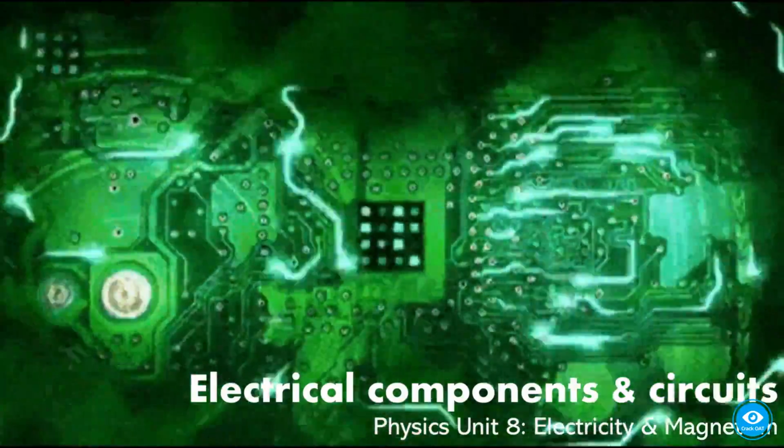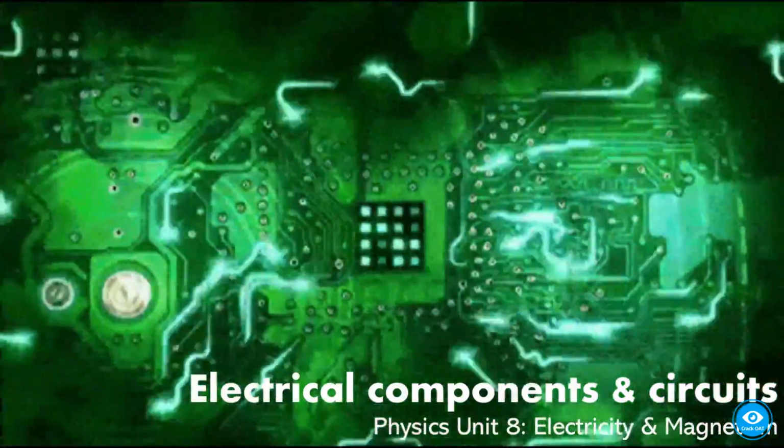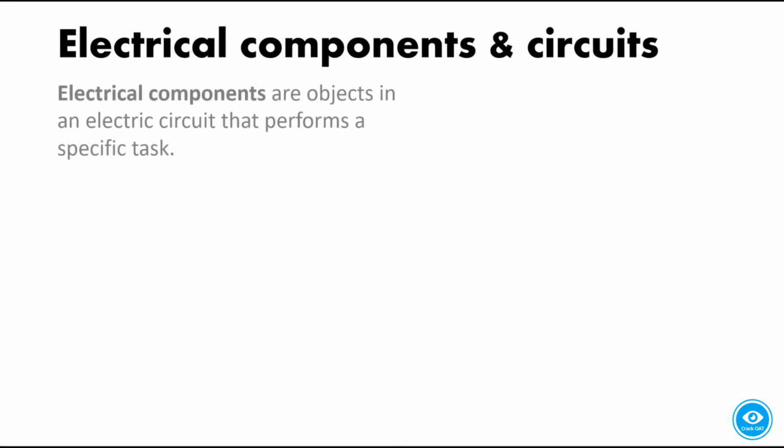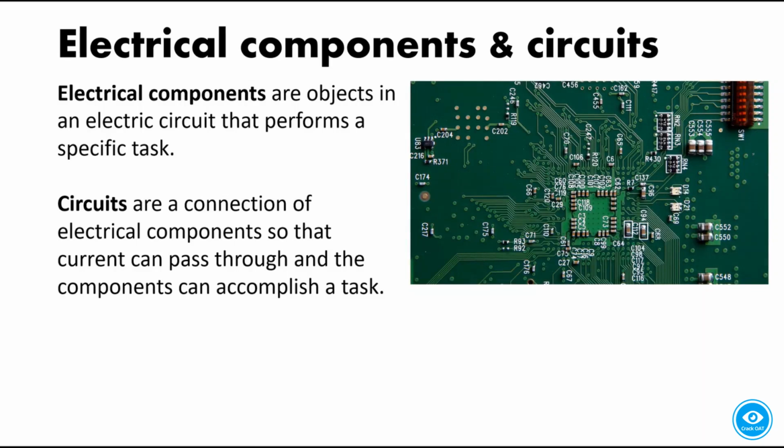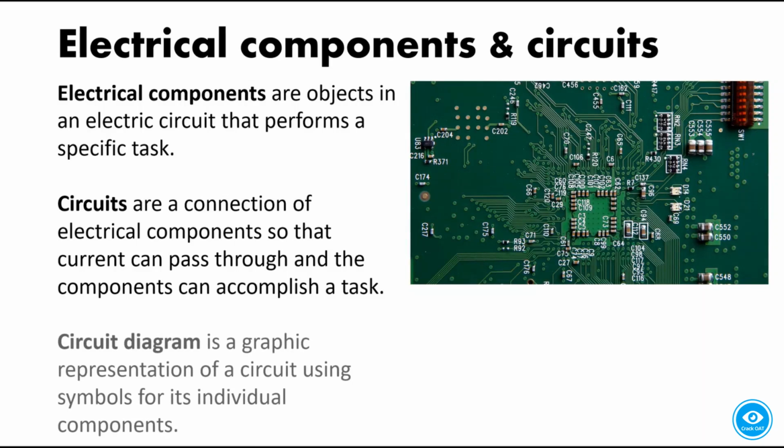Hey guys, today we're going to be talking about electrical components and circuits. So electrical components are basically objects in a circuit that perform a specific task. And circuits are a connection of these components so that a current can pass through each of the components and then accomplish a task. So circuits in real life look like this.